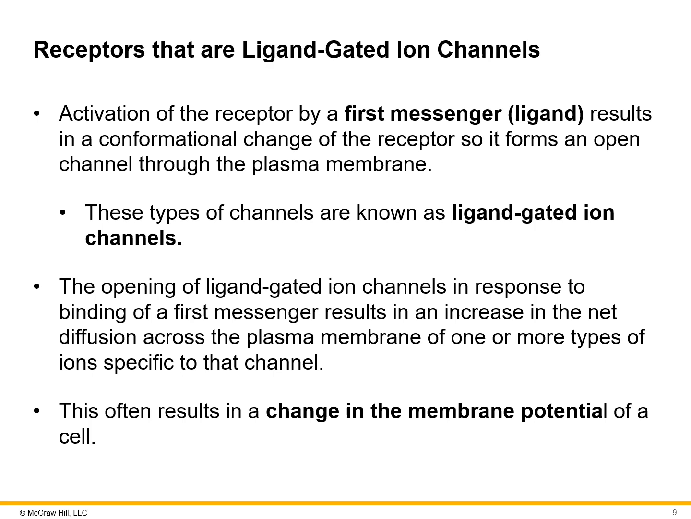So here's our first example of a type of water soluble system, and it's called a ligand gated ion channel. We've seen the word ligand before, and that simply means the chemical messenger that's going to attach to the receptor. Activation of the receptor by the ligand, so the hormone or whatever chemical it happens to be, results in the change of the receptor, so it forms an open channel.